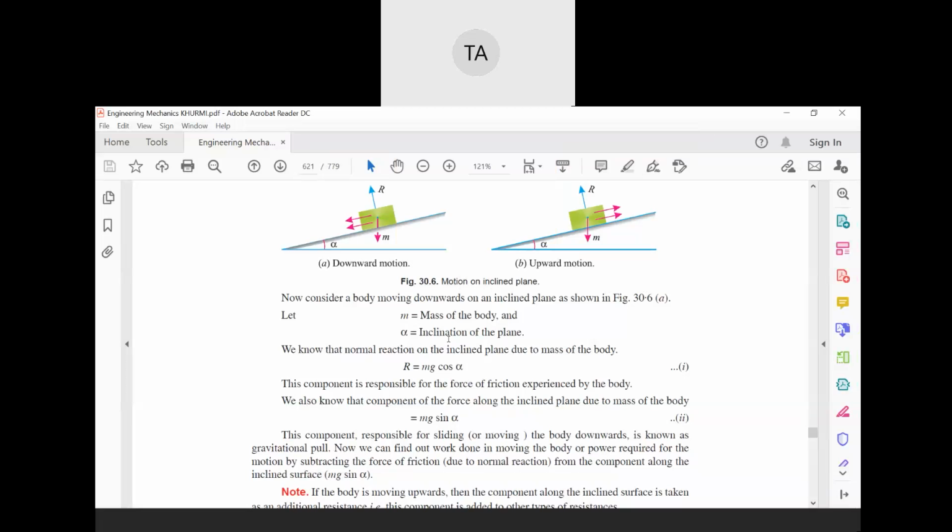But in upward motion, sir? In both cases it will be there. If it goes upward, the upward will be there. If it comes downward, then it will be downward. But when it's going upward, there will be no motion due to gravity, I think. So can we not put mg in the sine for gravity? Why will it not be there for gravity?